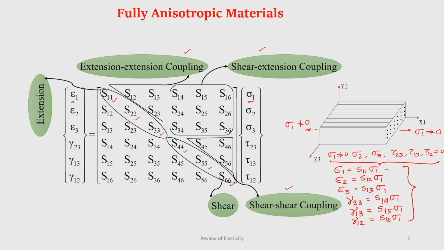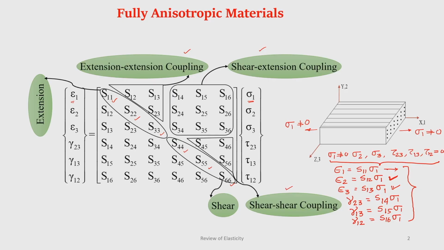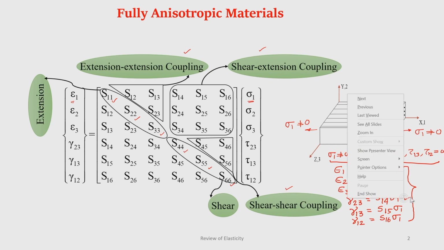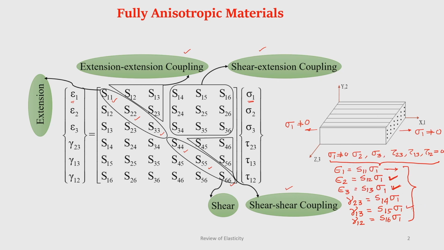So, this direct strain, sigma 2 epsilon 2, is because of the extension coupling. We know that even for isotropic material, that is there because of Poisson's effect. Similarly, this is also because of extension coupling, and these are shear extension coupling. And there is also shear coupling, meaning, I have taken an example where only sigma 1 is applied. Similarly, if we apply only say one shear strain, that will lead to all the 6.